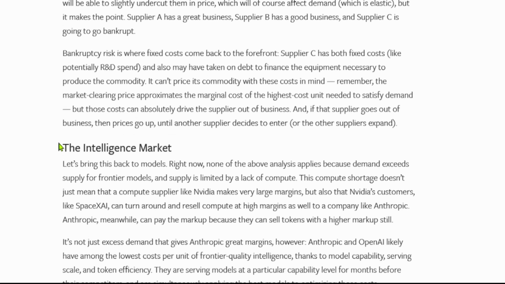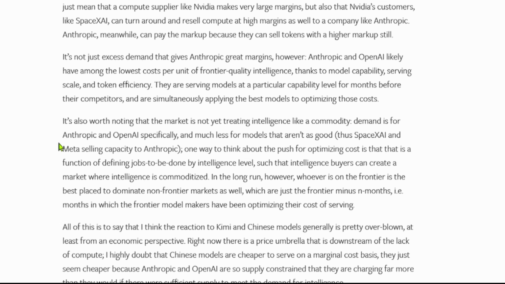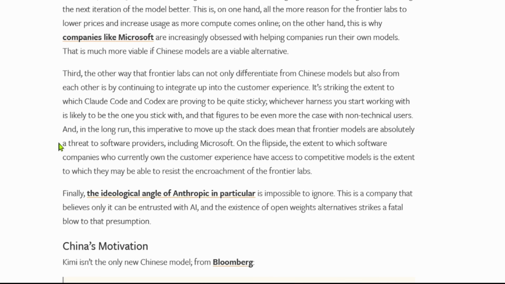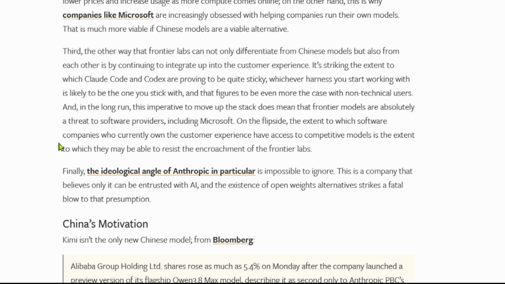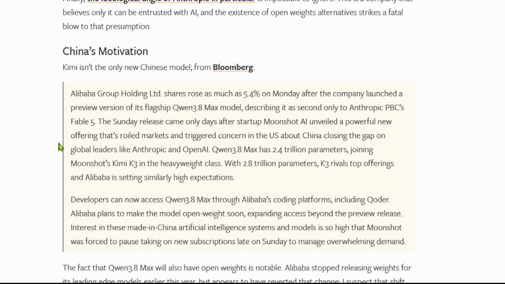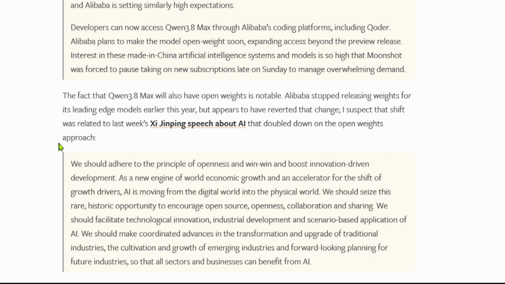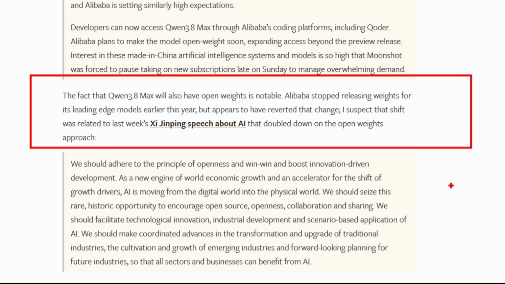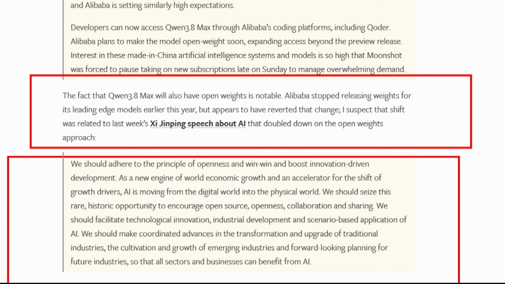In commodity markets, price is strictly determined by supply and demand. If supply is higher than demand, the price of the commodity goes down, right? So by releasing highly capable open weight models, Chinese labs are aggressively driving the market price of intelligence down to zero. Thompson points out that Chinese President Xi Jinping recently gave a speech explicitly encouraging open source AI as a way to integrate AI into the physical world.